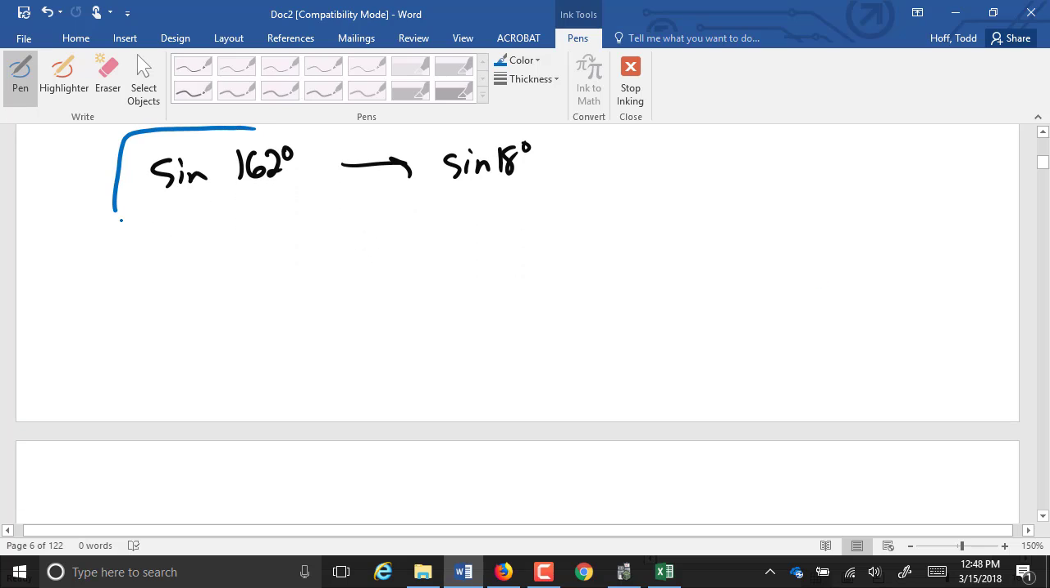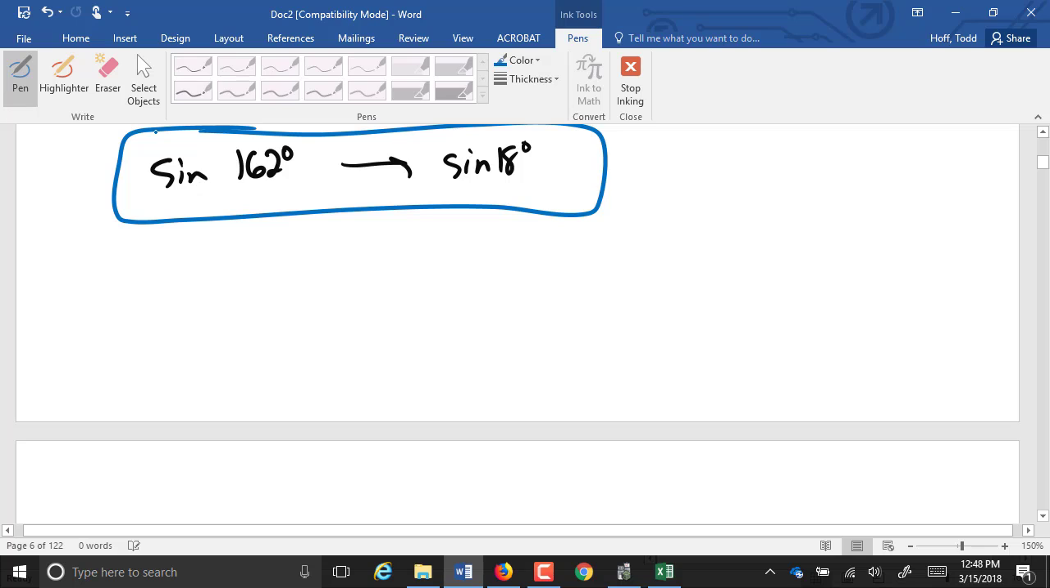The one that's really important to us as far as reference angles is the sine. The sine is very important because the sine of 162 is equivalent to the sine of 18 because they have the same reference angle.